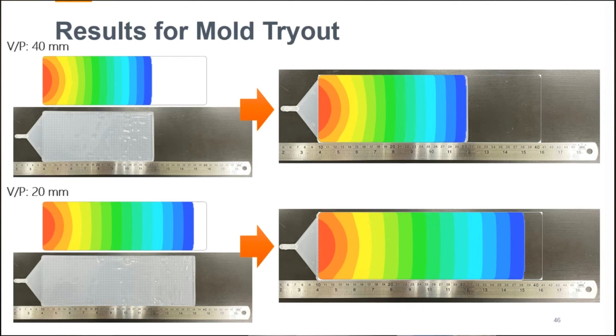So we can not only capture the correct machine behavior, but also with this correct machine response, we can perfectly capture the melt front injection behavior. And with the correct injection behavior, with the correct flow rate prediction, with the correct pressure prediction, we will be able to get a more accurate simulation result of the final part.